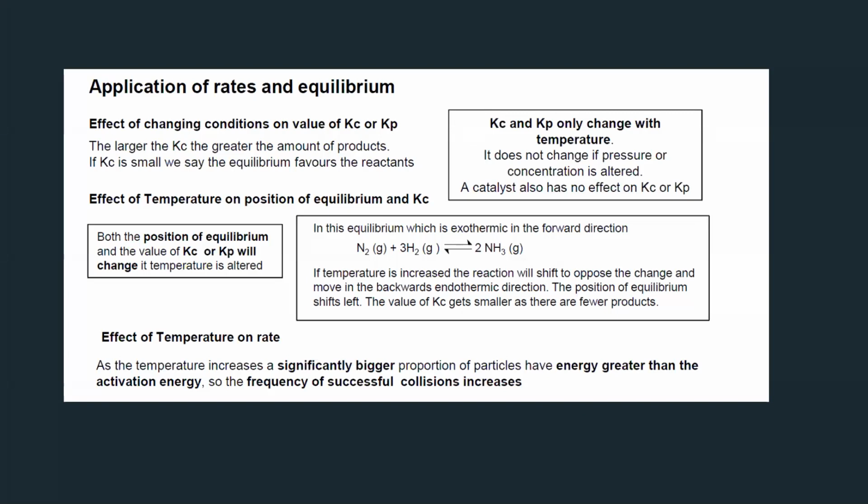So if we use a catalyst, or add reactant or remove product, all these things can alter the mole ratio, but they do not alter the value of Kc or Kp. The only thing which changes the value of Kc and Kp is the temperature.